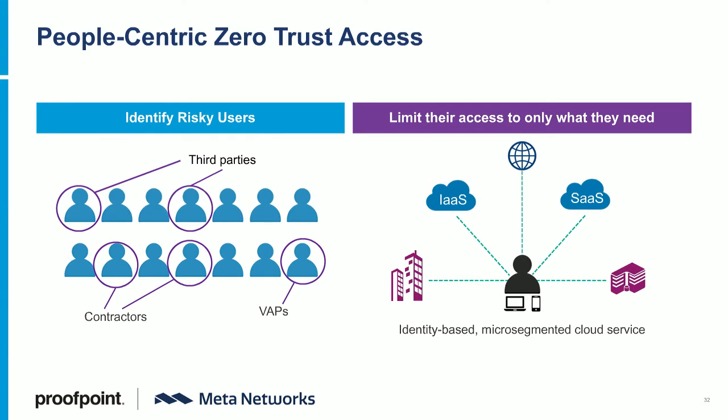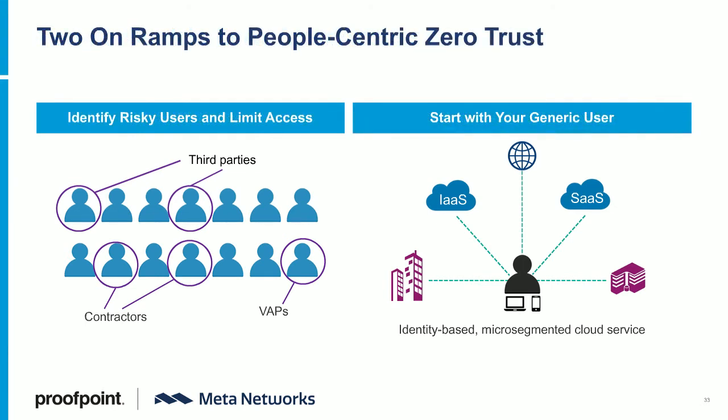The other way to look at this problem, though, is that you might also take a different on-ramp. So maybe you're identifying your risky users and limiting their access, and maybe those are third parties or people who are highly attacked or contractors or anyone who you can't have the same level of technical trust in. Or maybe you're just starting with your generic user. I was actually having a fascinating conversation with the lead security architect at one of the big four consulting organizations who are well on their way to zero trust at this point.